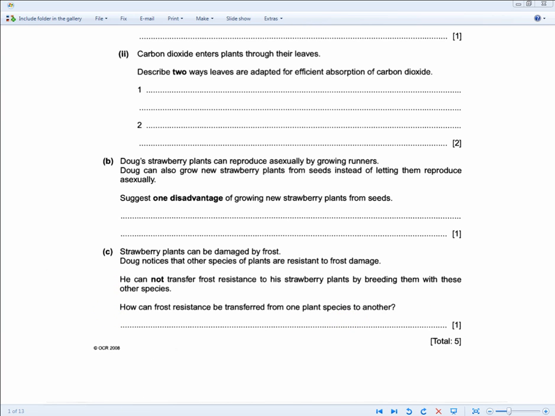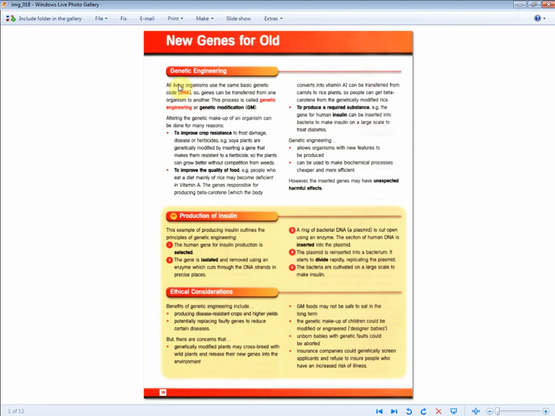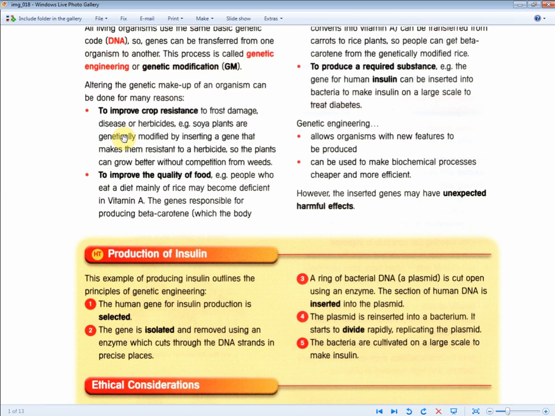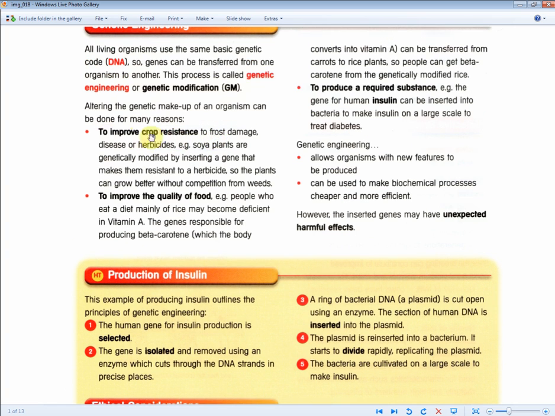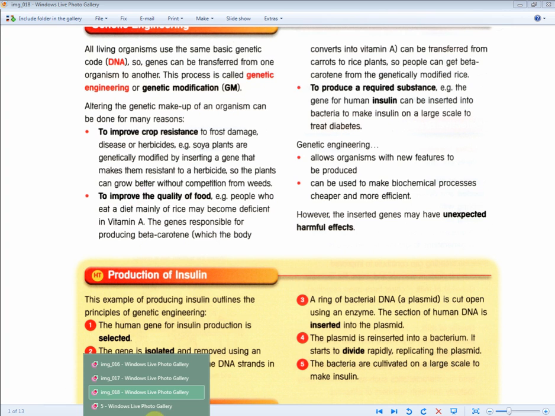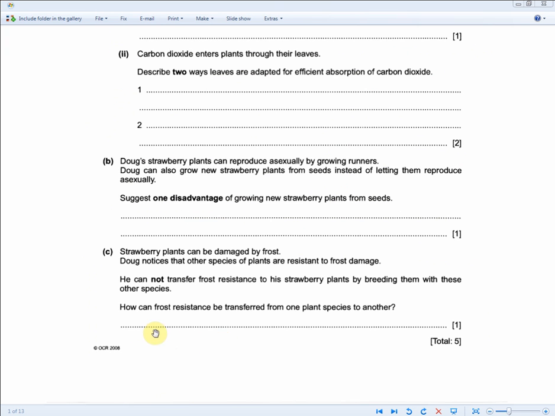So for 1 mark, they're basically asking you about genetic engineering. As mentioned here, altering the genetic makeup of an organism can be done for many reasons, to improve crop resistance to frost damage, disease, or herbicides. So the process of genetic engineering can help you with these reasons, and one of them is frost damage, which answers this question. So basically the answer is genetic engineering or genetic modification.